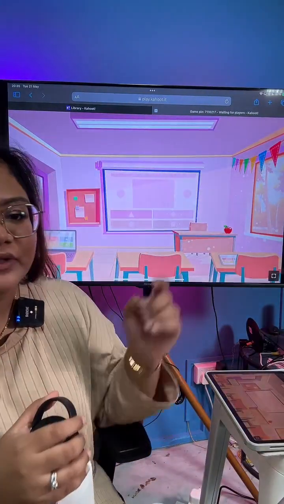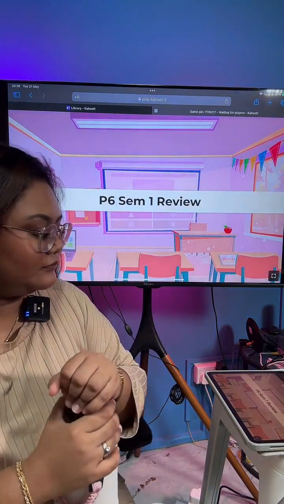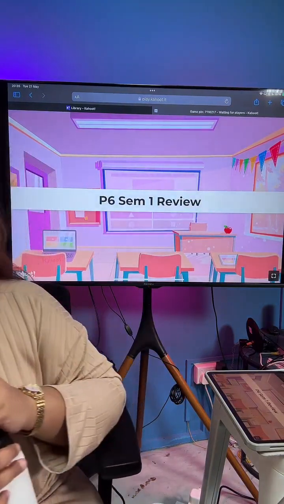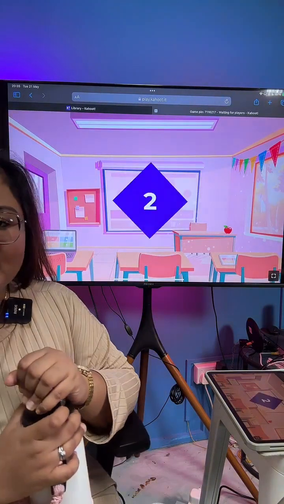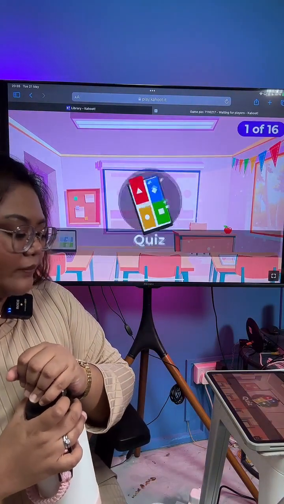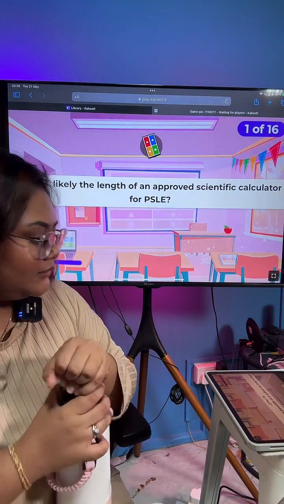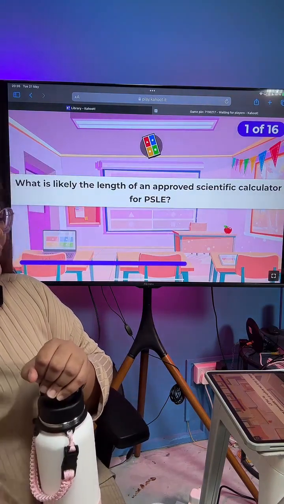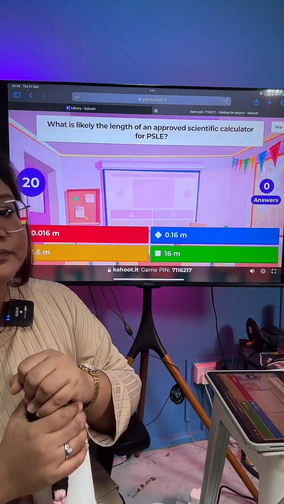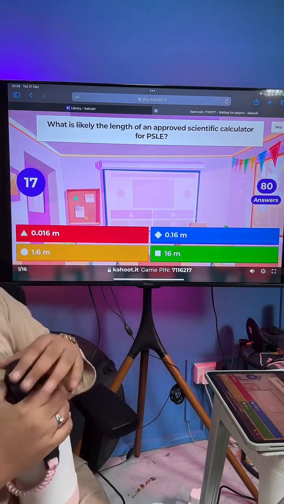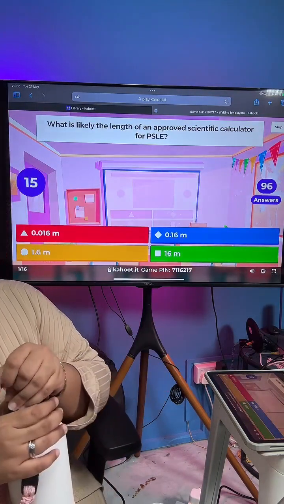First question, you all try one more time, okay? This is on semester 1 review. You got it right or wrong first time round, no problem. Try one more time. The likely length of an approved scientific calculator for PSLE. Means your calculators.